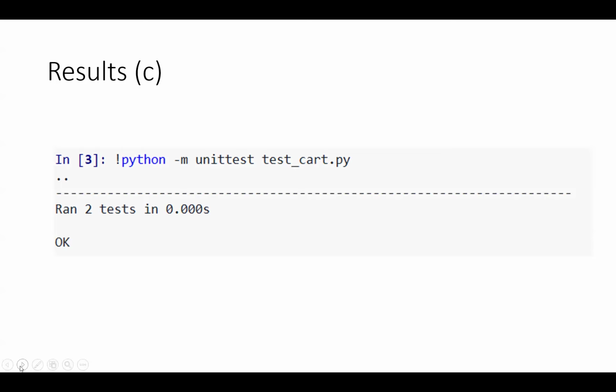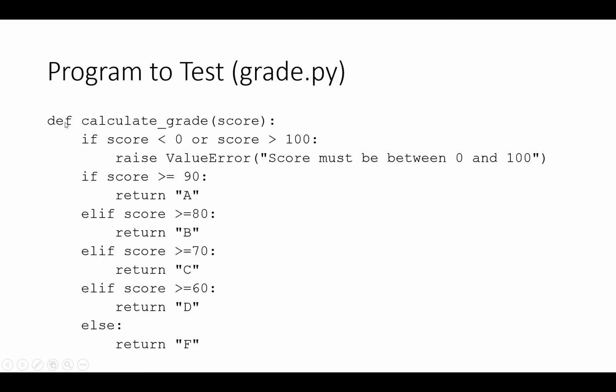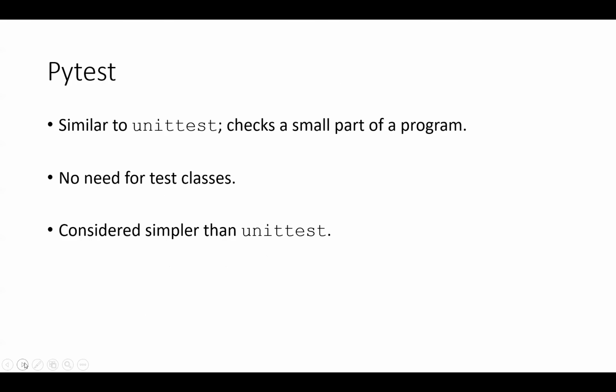So I have here another question on grade. You're going to get a similar sort of format. You're going to be provided with the code grade.py, and you have to design some test cases, and then you have to write a Python script for it and then run the test. So basically the same thing we've been doing. But for this one, I want you all to try this on your own. So I'll leave the solution blank. This here is the code, so you don't have to write the code. This is the code you're going to use, but you need to do the test cases and the Python script, and then you run it. Okay, so you all do that.